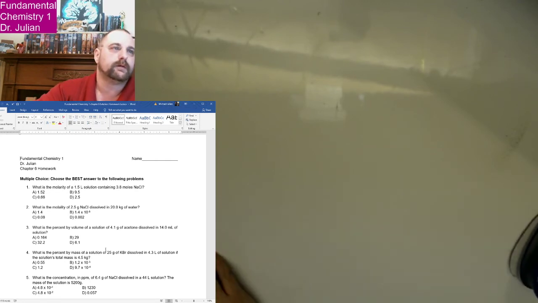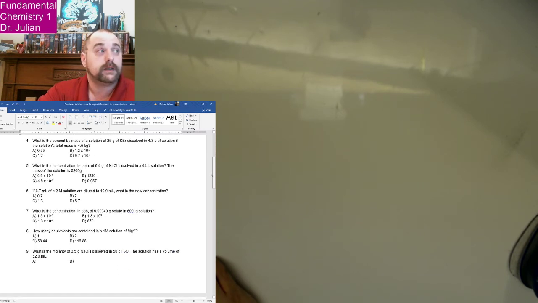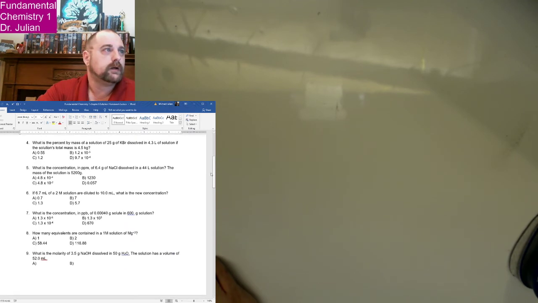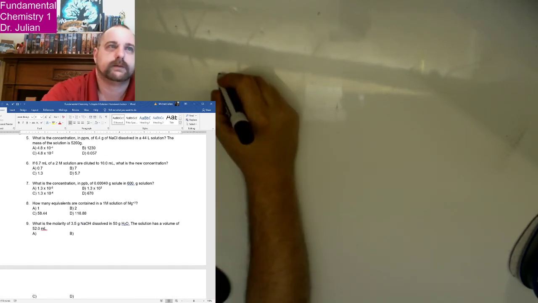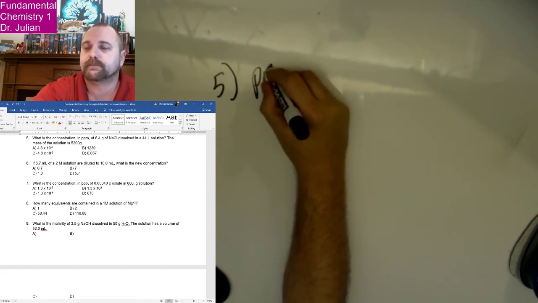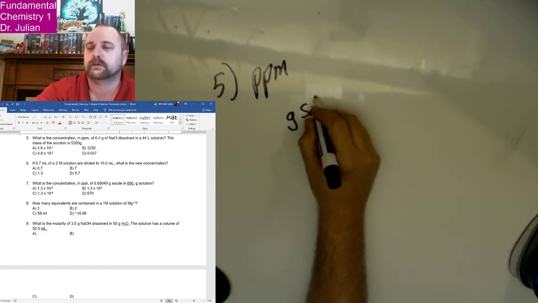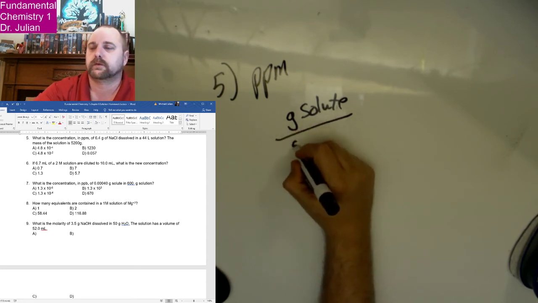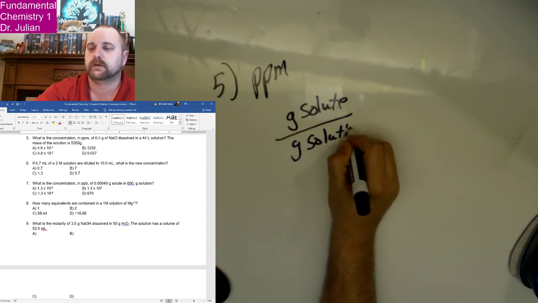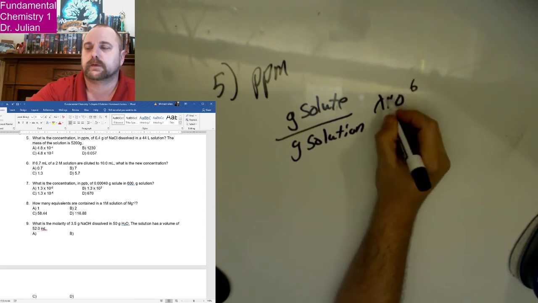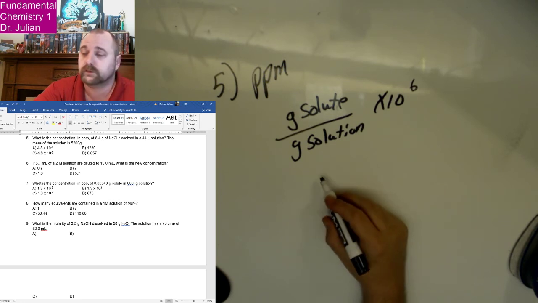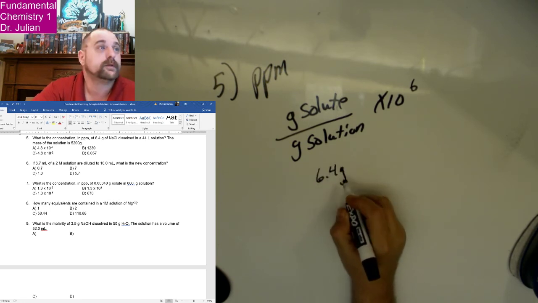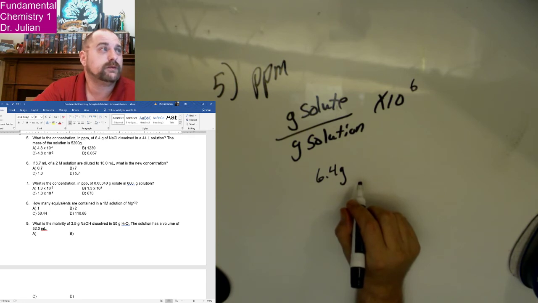All right. So people say, hey, that fourth test, what chapter is on? Well, you needed chapter 1 to do part of that problem. All right. That was 4. We're on 5. This is ppm. All right. So ppm is grams of solute over grams of solution times 10 to the 6. Grams of solute, 6.4 grams dissolved in 44 liters. Don't care about that.